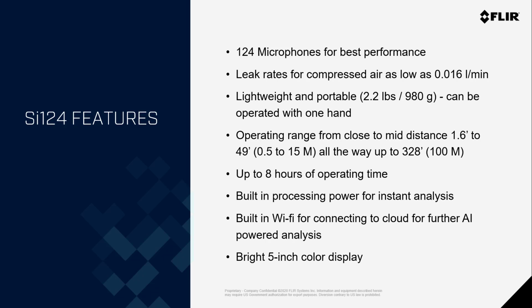So number one was 124 microphones. This is the best performing system in the industry. And it's the best performing because it has the most microphones. We can actually see compressed air leaks with leak rates as low as 0.016 liters per minute. That's a very, very small leak. It's not as small as they can get, of course, but it's still an extremely small air leak, and that's from 30 centimeters away in a quiet condition. For noisy environments, we do need the leaks to be a little bit larger than that.